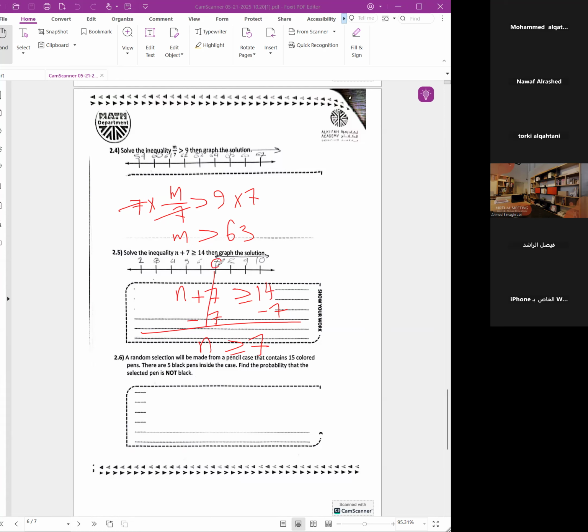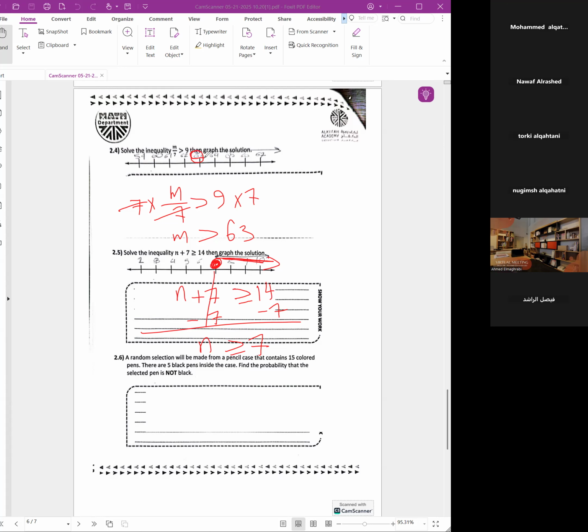Also, we have to put a closed circle and move right for greater than. Here, this one, 63. We should circle 63, an open circle, then since it's greater than, we should move right.